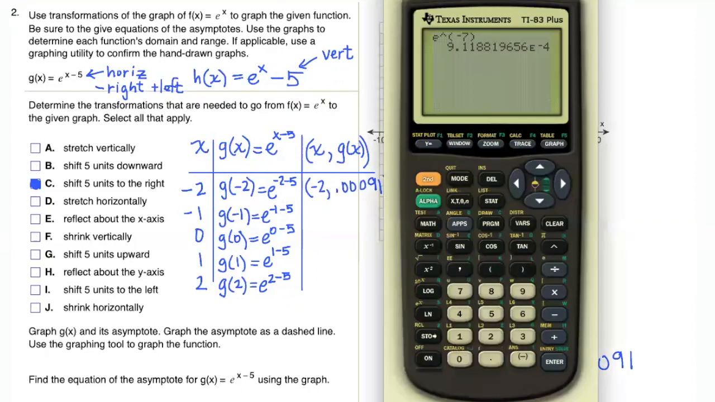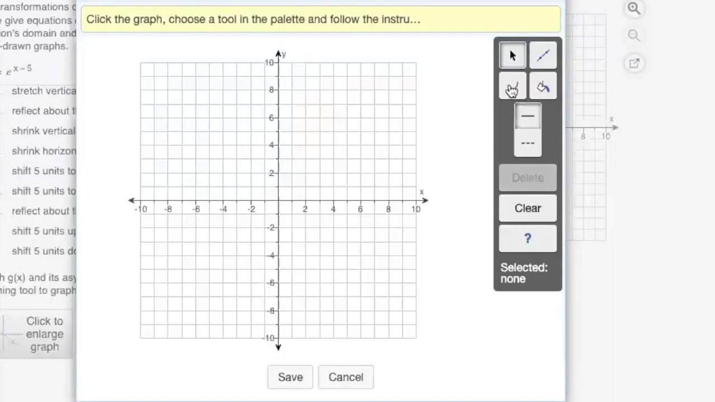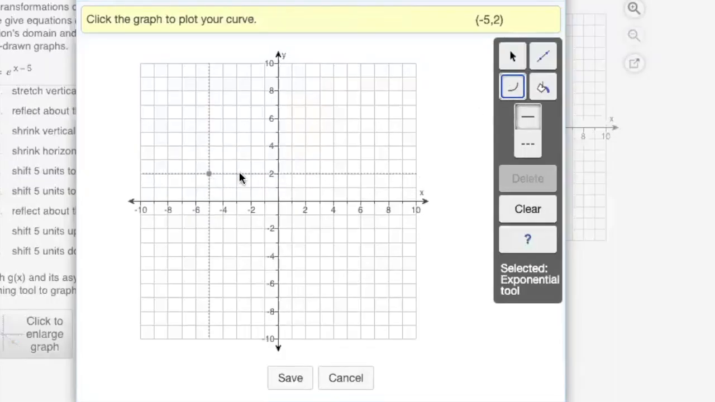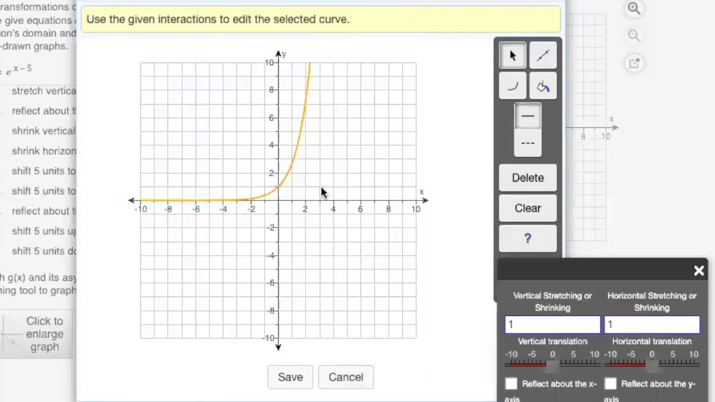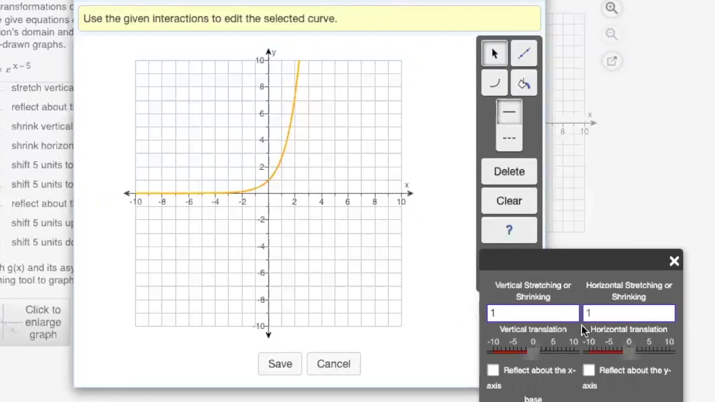Okay, I bring up my calculator and I jog through the next couple. But my math lab is going to ask you to graph this in a different way using a tool. So let's see that. When you get to the graphing tool, you're going to press the curve. And you can click a point anywhere for this first part, and it'll give you the basic shape of the curve. Now over here is where it's going to ask you to modify it. You can ignore the stretching or shrinking. We're only working with vertical or horizontal translations.